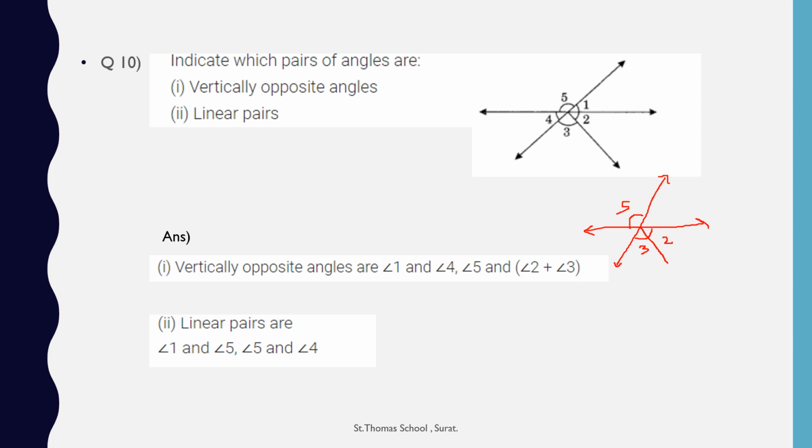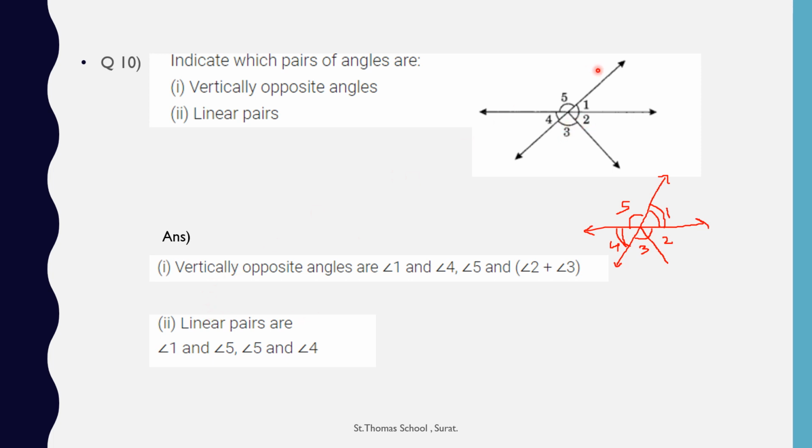And the second one we can say this angle and this angle. So here they marked angle 1 and here they marked angle 4. It's clear? So vertically opposite angles are angle 1 and angle 4, and angle 5 and angle 2 plus angle 3. We can say that angle 5 and angle 3 plus angle 2, this full angle.